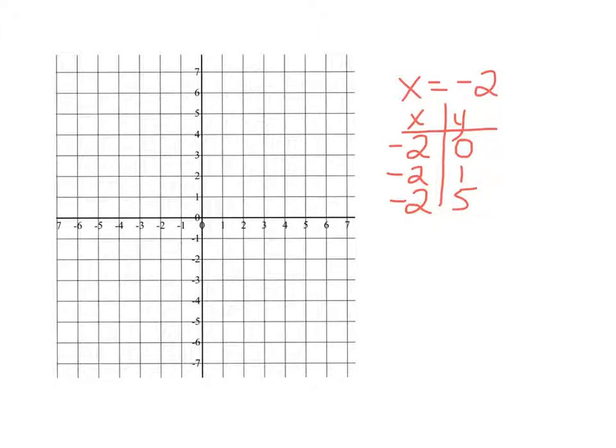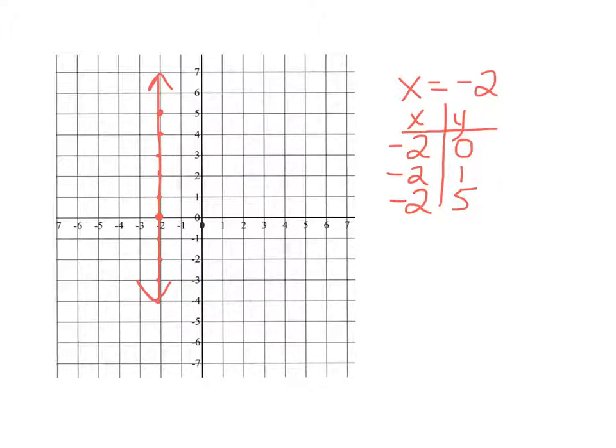If I wanted to go through and plot these points, the point (-2, 0) is right here. I'm putting a dot on the graph. The point (-2, 1) is right here. The point (-2, 5) is up here. Notice that x always has to be equal to negative 2, but I don't care what my y is. So what I really have is a straight line that is vertical and is parallel to the y-axis.